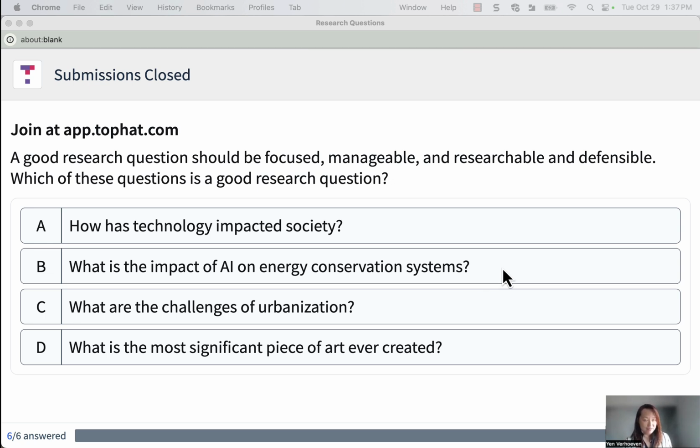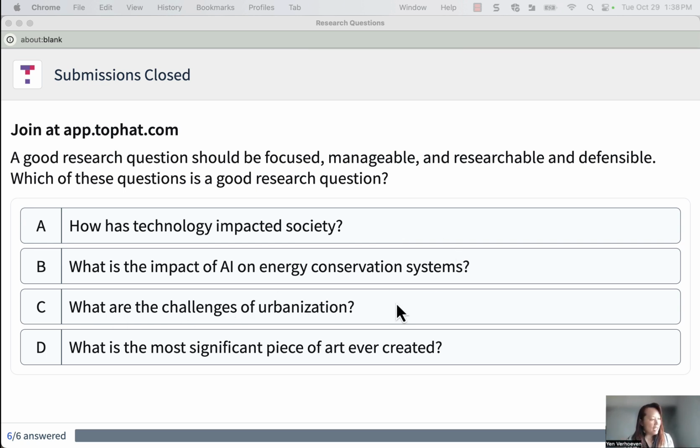Now, why is this? It's because that question follows all of them: focused, manageable, and researchable and defensible, and this is what I mean. Usually, especially if it's on a quiz, use the process of elimination. How has technology impacted society? Too broad. Here's why. What kind of technology are we talking about? What part of society? What kind of impact? Are we talking about American society? European society? Agricultural technology? What kind of impact is that, right? It's too broad. We haven't defined exactly what we're trying to see, study, or answer.